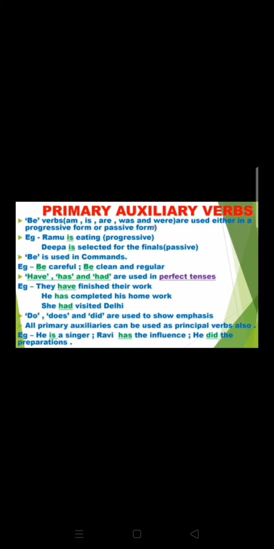Have, has, and had are used in perfect tenses. For example, they have finished their work. He has completed his homework. She had visited Delhi. Do, does, and did are used to show emphasis. All primary auxiliaries can be used as principal verbs also. For example, he is a singer. Ravi has the influence. He did the preparations. Here, is, has, and did are acting as principal verbs.